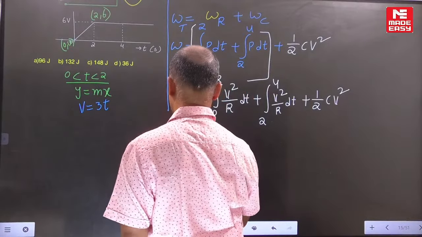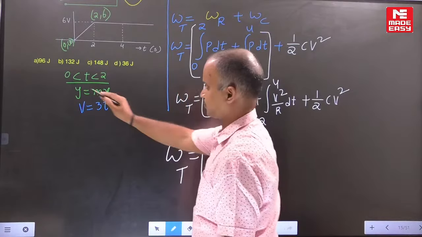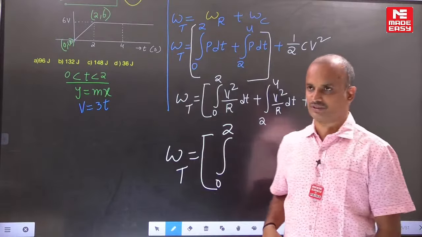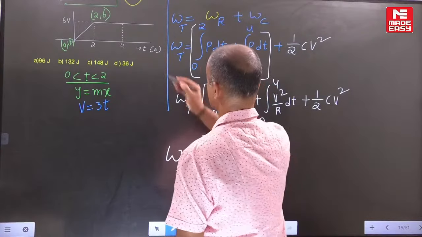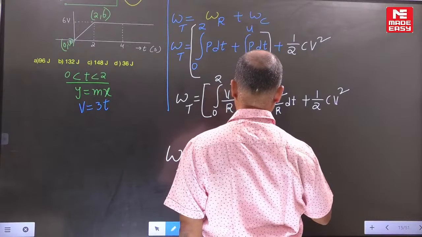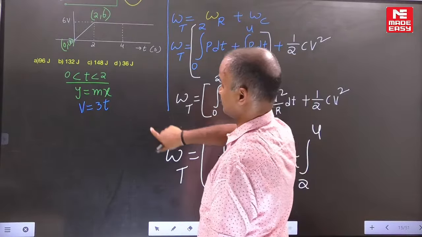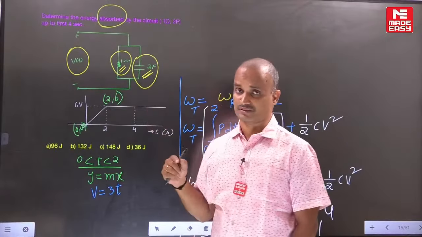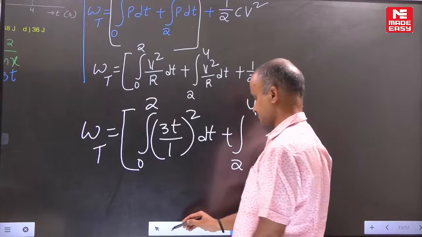Now the total energy, for the 0 to 2 seconds interval: the general equation is V equal to 3t, so this V is replaced by 3t. The resistance value is given as 1. Now for the 2 to 4 seconds interval, its magnitude is a constant. But how much is the constant voltage here? 6. The constant voltage is 6.